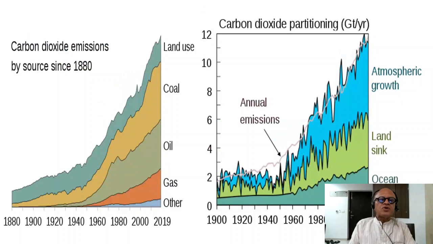Okay, so in terms of emissions, here are the carbon dioxide emissions by source since 1880, and obviously we are increasing. Land use changes here, coal burning, supposed to be phased out, is happening, but we are still using a lot. Oil, gas, and other. And where is it all going?